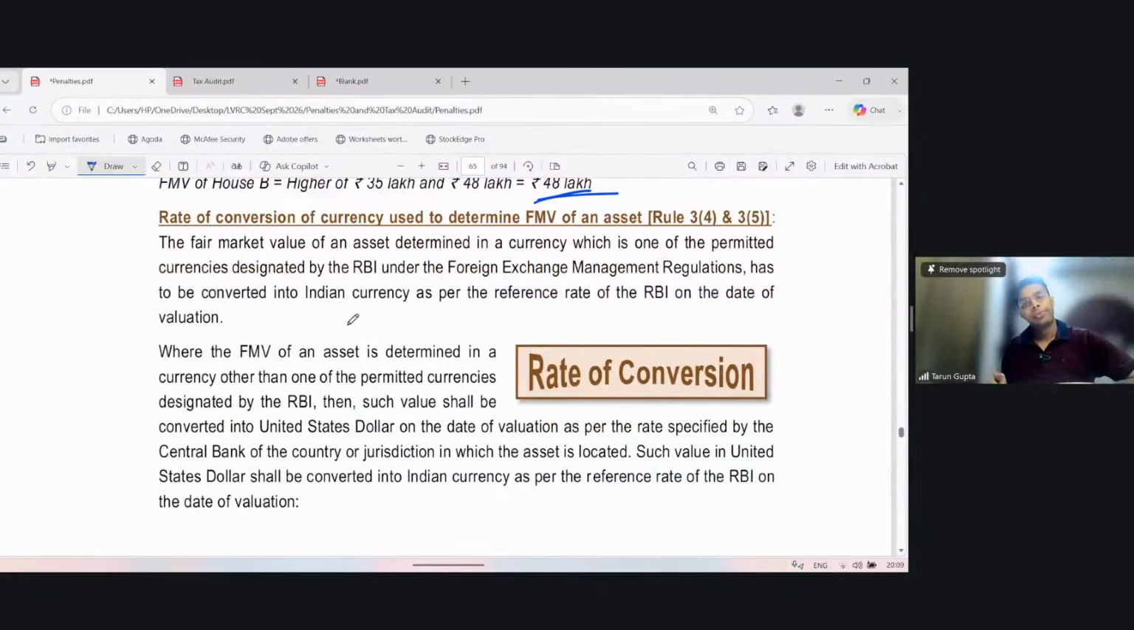Now, rate of conversion. So we convert the foreign currency into INR. You know? However, if no direct conversion is available, you will use the conversion rate by means of USD, United States dollar. So you convert such foreign currency into USD and then USD into INR.